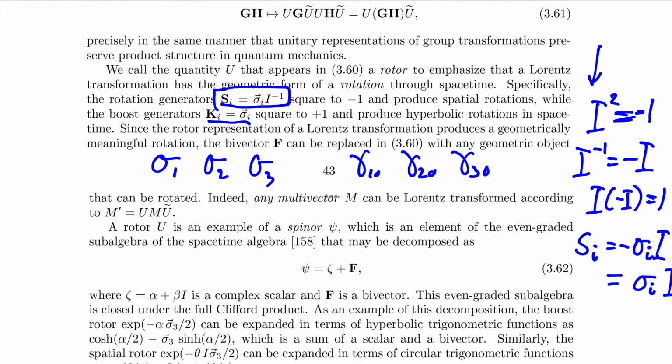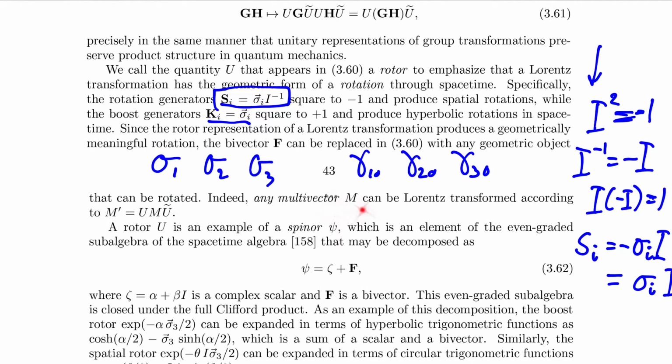Okay, so specifically the rotation generators square to -1, while the boost generators square to +1 and produce hyperbolic rotations in spacetime. Since the rotor representation of a Lorentz transformation produces a geometrically meaningful rotation, the bivector F can be replaced in 360 with any geometric object that can be rotated.